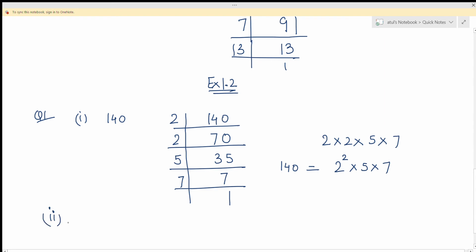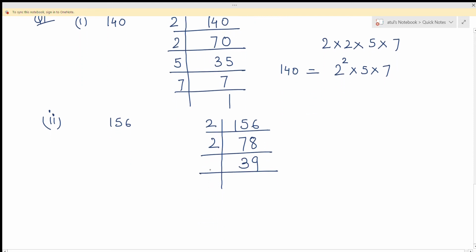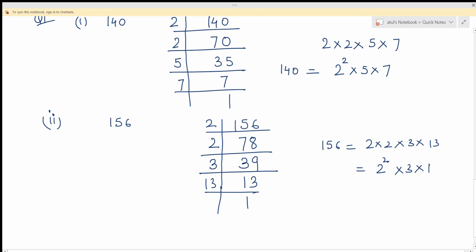Let's move to the second part. Second part is 156. Let's find the prime factorization of 156. 156, again it's an even number divisible by 2. So 2 sevens are 14, 78. Again it's divisible by 2. 2 threes are 6 and 39. Now it is not divisible by 2. It's divisible by 3, 13 and then 13, 1. So the prime factors of 156 are 2 into 2 into 3 into 13. I can also represent it as 2 raised to power 2 into 3 into 13.